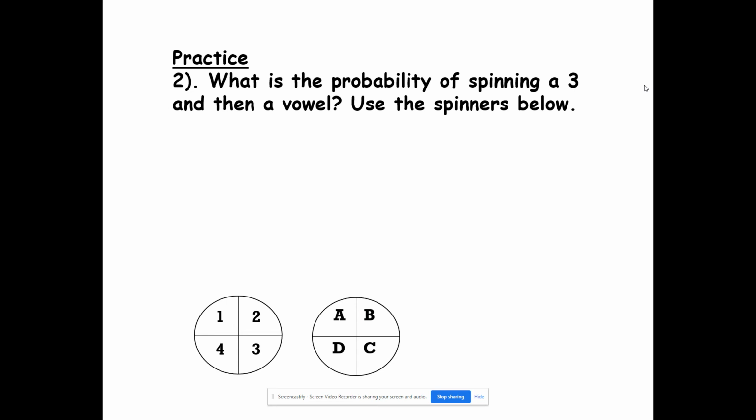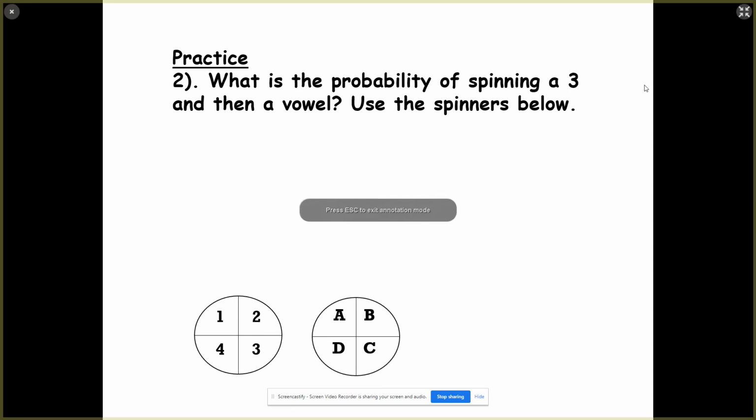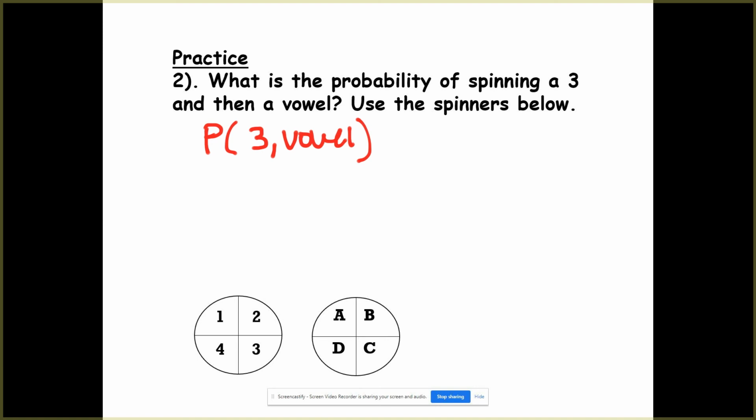All right, here we got 2 more events. We want to know what is the probability of spinning a 3 and then getting a vowel, and they tell you to use the spinners down below. So you want to write it like this all the time in probability format. What's the probability of getting a 3 and getting a vowel? All right, so let's figure out the probability of getting a 3. Well, this is the first spinner. Probability of getting a 3. How many desired outcomes of 3 are there? There's 1. How many total outcomes are there? 1, 2, 3, 4. Okay.